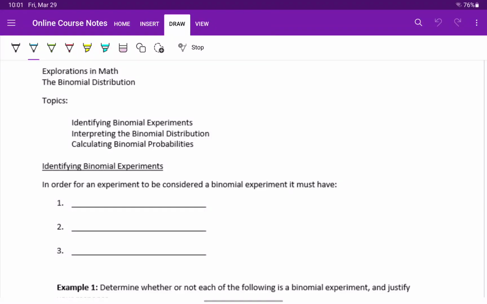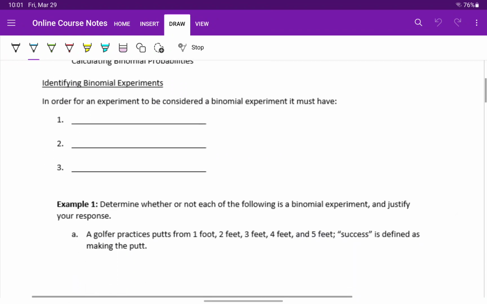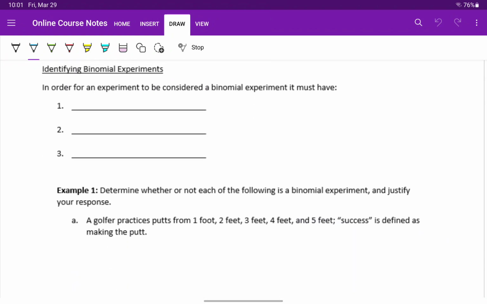The binomial distribution gives us another method for calculating probabilities, but only in the event that we can identify an experiment as being a binomial experiment, meaning there are three very specific conditions our scenario has to meet in order to apply this approach. First, our experiment has to have exactly two outcomes.